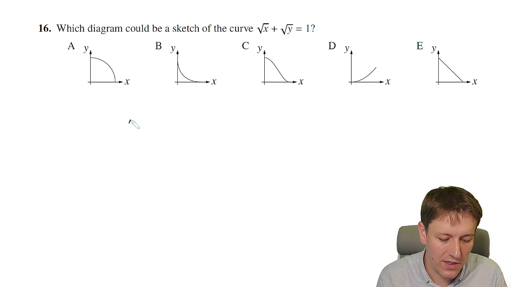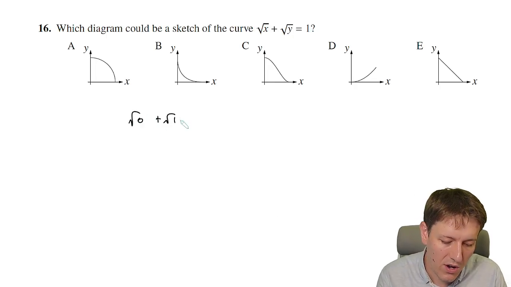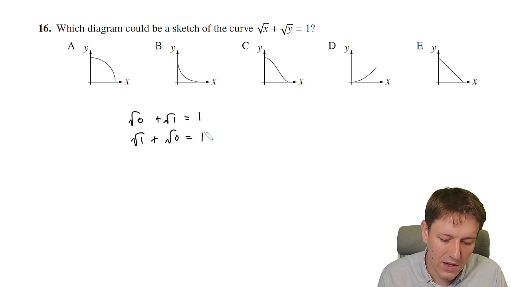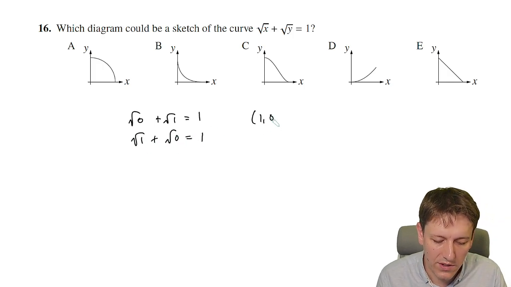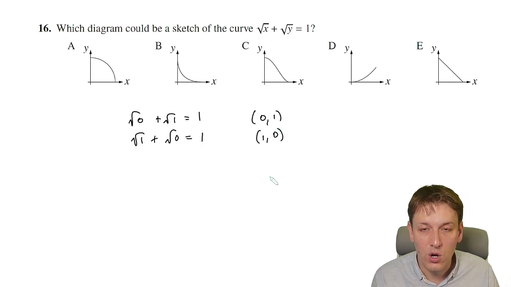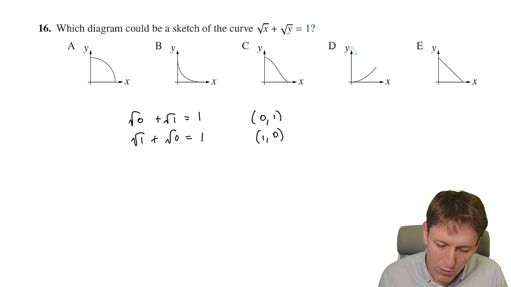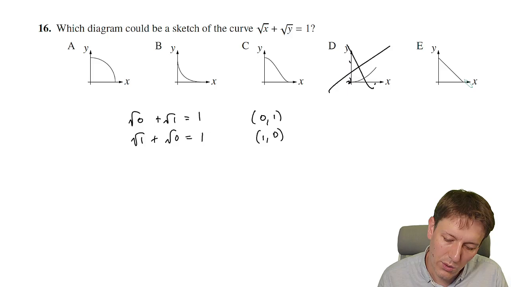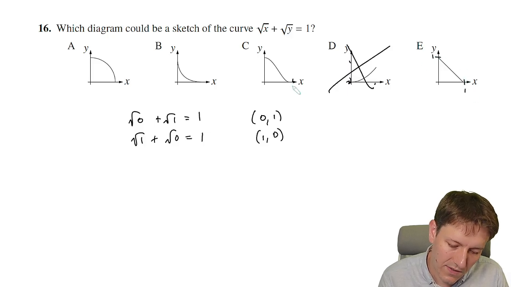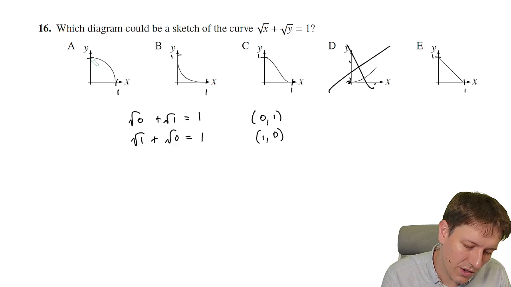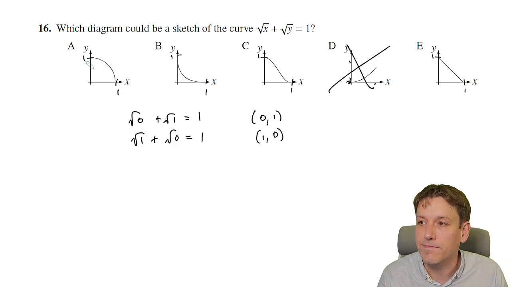And the most obvious ones, I think, are to say the square root of 0 plus the square root of 1 is 1, and similarly, of course, the square root of 1 plus the square root of 0 is 1. So that means that the points 0, 1 and 1, 0 will lie on the curve. So we can rule out D immediately, because that one goes to the origin, but it doesn't go through any other axis points. And it also means that when I look at these graphs, if they're going to be the correct one, they have to have the values of 1 at the points where they intersect here.